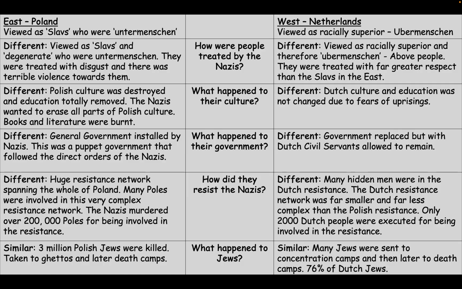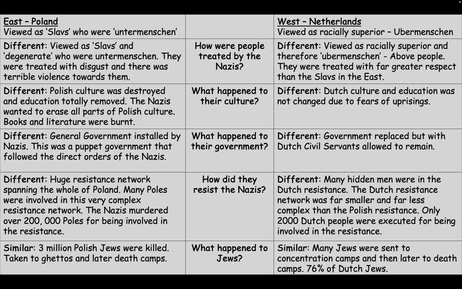In Poland, they completely removed all forms of Polish governance. They installed a general government, and the general government was made up of Nazis. And so we call it a puppet government, where basically whatever the Nazis told them to do, they did. So in Poland, there was a Nazi government that was doing exactly what Hitler in Berlin wanted them to do.